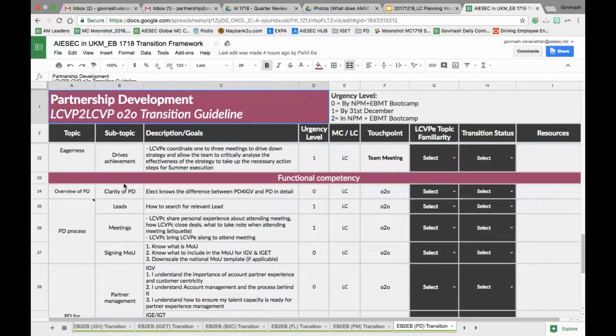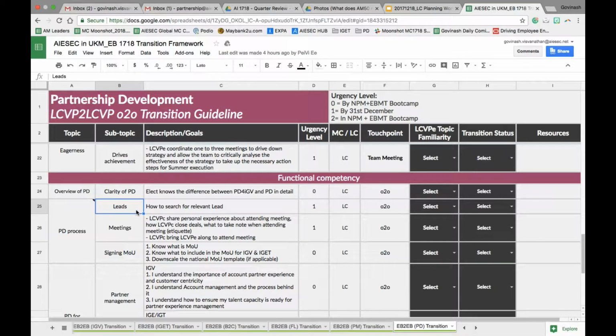So the first part, which is very crucial, which all of you need to know, is the overview of PD, which essentially is about clarity of PD, and you need to know the difference between PD and PD for IGV in detail, since we are shifting from the last 6 months to right now. So it's a bit different, so there needs to be clear clarity on that.